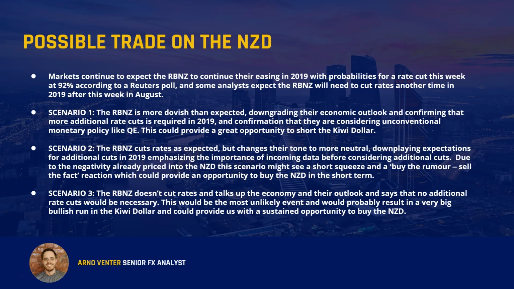Now, there is currently 3 possible scenarios for the RBNZ to play out this week. Scenario 1 is the RBNZ comes out even more dovish than the markets are currently expecting, possibly downgrading the outlook of the economy, confirming that there will need to be more additional rate cuts after this week's rate cut, and also maybe even confirming that they are considering something like unconventional policy like QE. Now, if this happens, this could provide a great opportunity for us to short the Kiwi dollar this week.